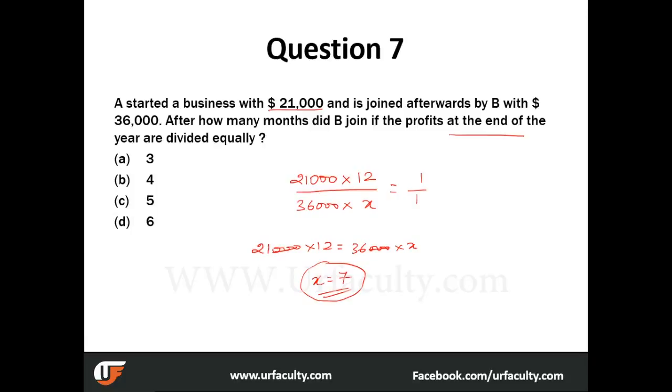Now the question is, after how many months did B join? If the total months were 12 and B was invested for 7 months, so after how many months did he join? He joined after 5 months, right? So if you are really confused, you can always do it as 12 minus X, where X is the months after which he joined. So to keep it simple, we know that for 7 months B was there as part of the investment. So the remaining months is after which he joined. So 5 is the answer. 5 months.